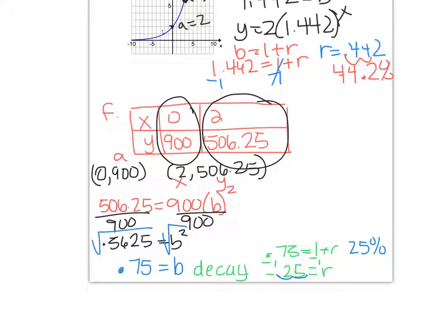What was the equation? We never wrote the equation. Remember, you go back to y equals, and you place in a, which was 900, and you place in b, which was 0.75, and you leave x for time periods for someone to plug in later.